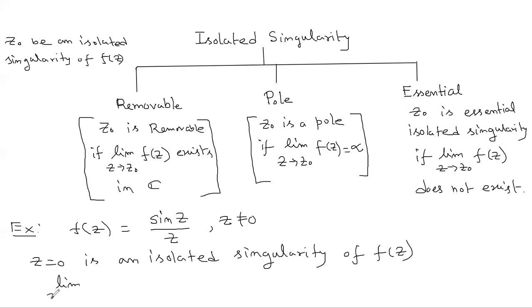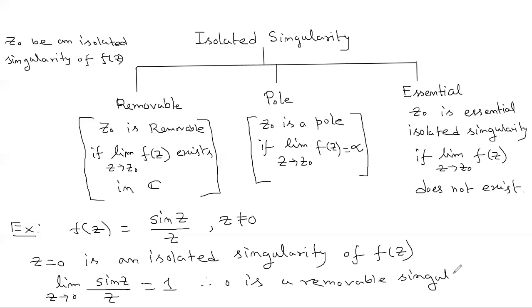So if we take the limit z tends to 0 of f(z), this is equal to 1, which exists finitely. So 0 is a removable singularity of the function f(z). If we redefine f(z) as sin z by z whenever z is not equal to 0, and 1 whenever z is equal to 0, then the function f(z) becomes analytic at the point 0.